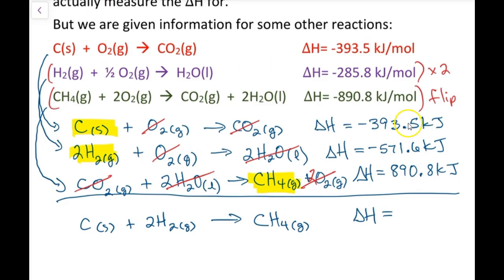And then my delta H's, I just add them up. So I have negative 393.5 plus negative 571.6 plus a positive 890.8. So see what that gets you. Okay, and it looks like that gives me a negative 74.3 kilojoules. So I was able to use 3 reactions as sort of steps in my overall reaction and add up their delta H's to get the one that I was looking for.